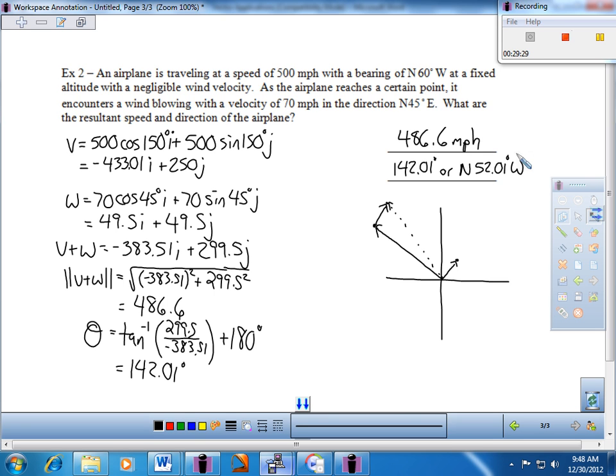There we go. Again, just two different ways. So we saw it as a bearing. Originally it was 60 degrees west of north, but with that wind blowing in the direction it is, now it changed it. All right. Good.